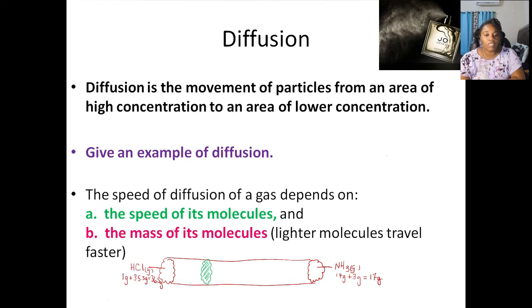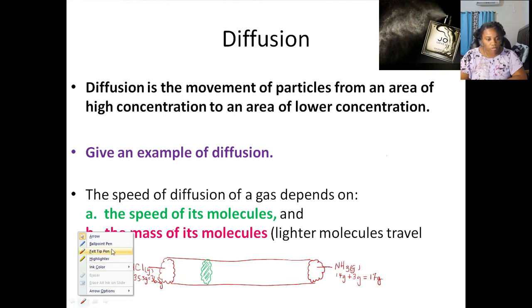Now, here are some variables that contribute to diffusion. The speed of diffusion of a gas depends on the speed of its molecules and the mass of its molecules. So in other words, the lighter the molecule, the faster it will travel. Here I have a little drawing showing you exactly what I'm trying to explain.